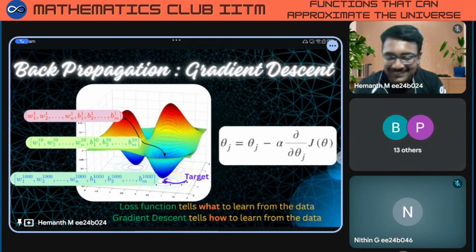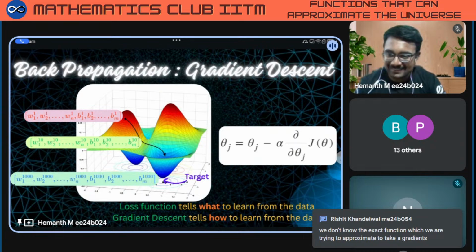Yeah, that's the correct answer. The main answer here is that we don't know the exact function which we are trying to approximate, to take a gradient.